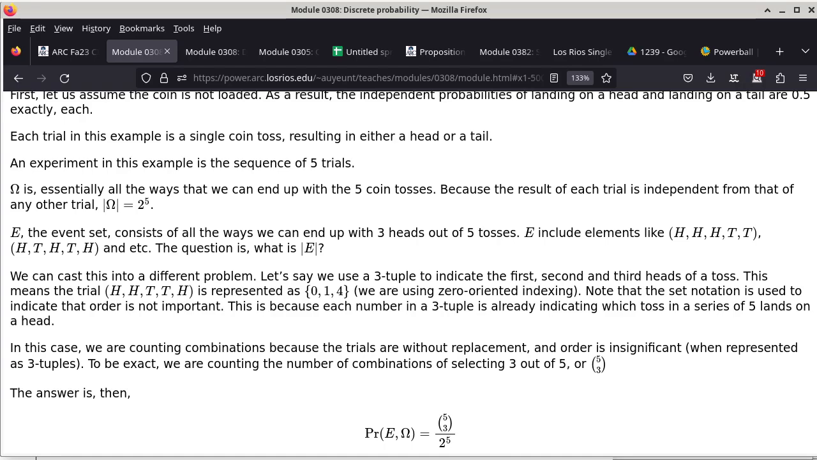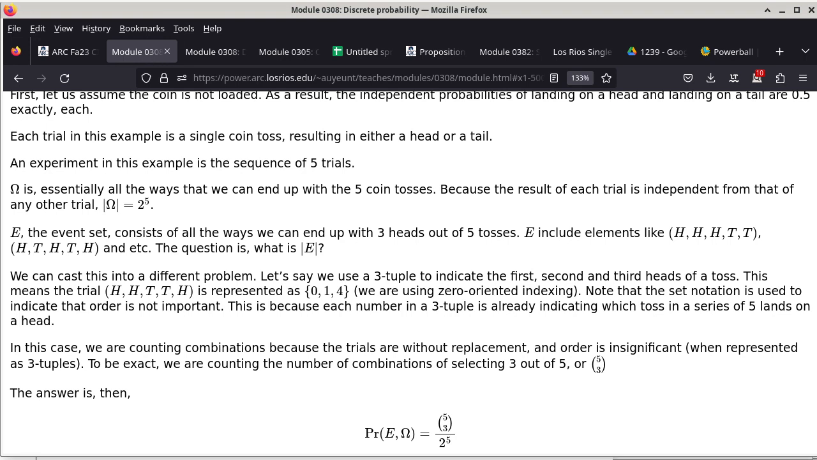However, if we start to encode the sequence this way, in other words, we are only paying attention to the trial numbers that end up with the outcome of a head, then it becomes a very familiar problem. Because how many trials do we have?